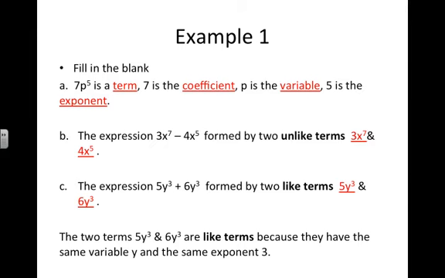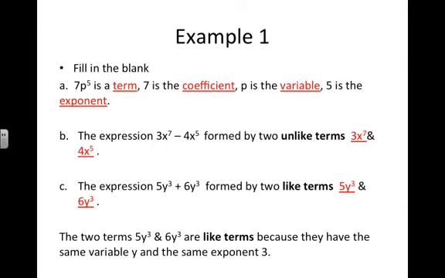The expression 3x to the seventh minus 4x to the fifth is formed by two unlike terms, 3x to the seventh and 4x to the fifth. And they are unlike terms for basically one reason. They do have the same variable x, but they're to different powers. x to the seventh and x to the fifth are different powers of x, and so they can't be combined to form a single term.